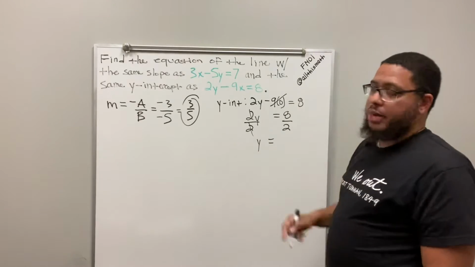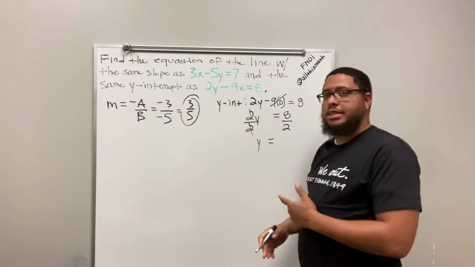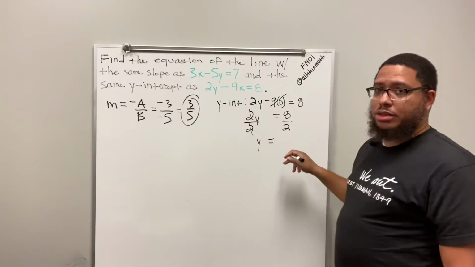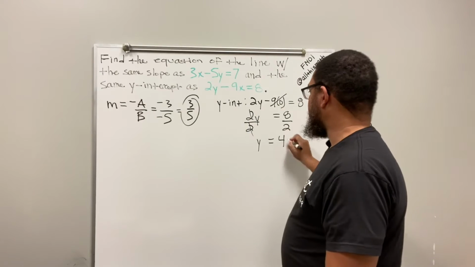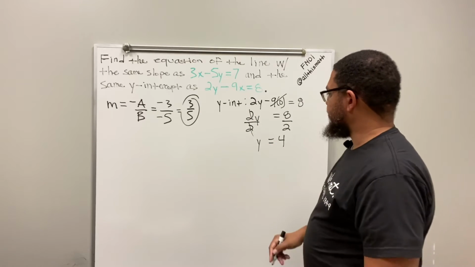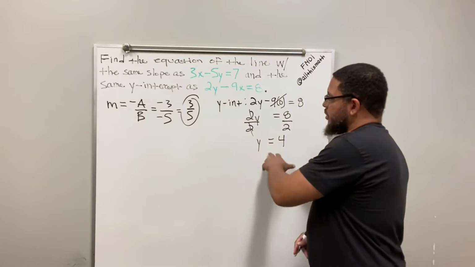And then 8 divided by 2. Don't make the careless mistake. Don't write 6, because we're not doing 8 minus 2. We're doing 8 divided by 2. 8 divided by 2 is 4. So this is the y-intercept. This is a special y value.